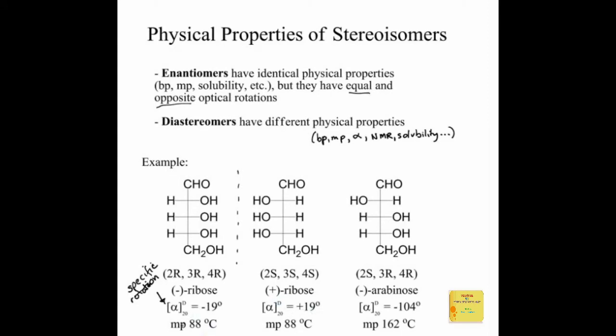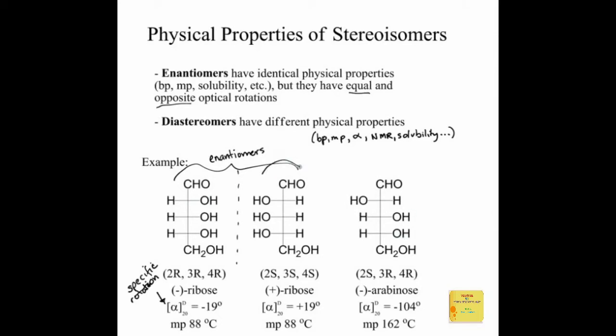Every other physical property that you can imagine, melting point, solubility, spectroscopy, is going to be exactly the same. For example, the melting point for both enantiomers is 88 degrees. Here we have two molecules which are enantiomers of one another. Every stereocenter has been inverted, and we now have its mirror image. Now if we compare this structure to the next structure, you see that one of the chiral centers has been inverted, but the others haven't.